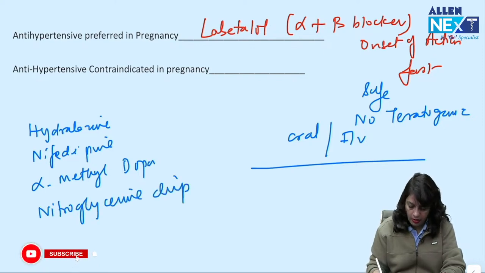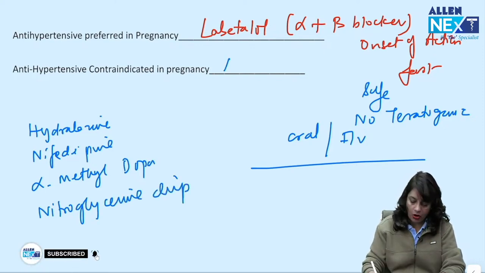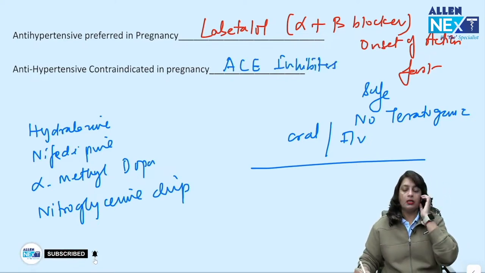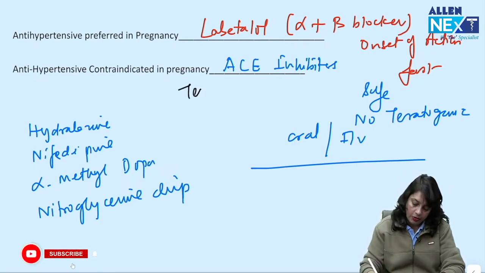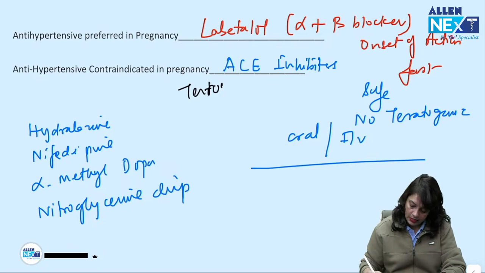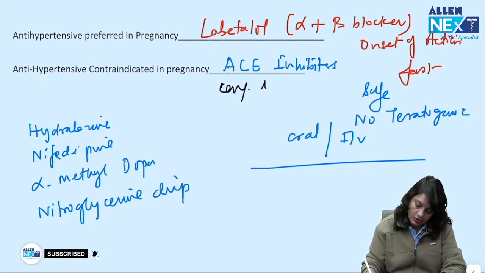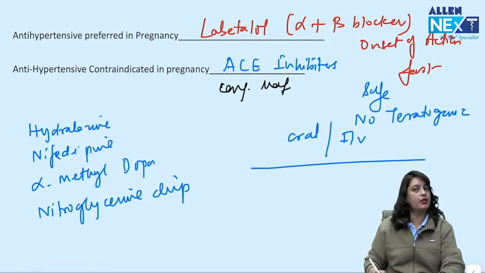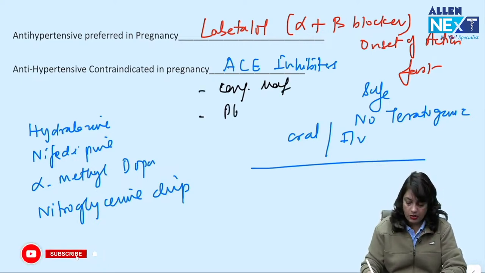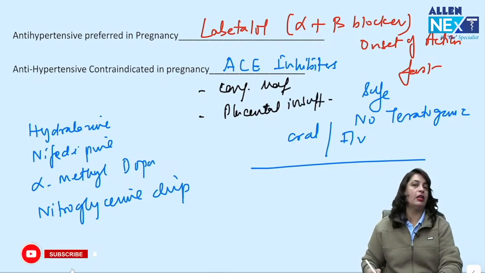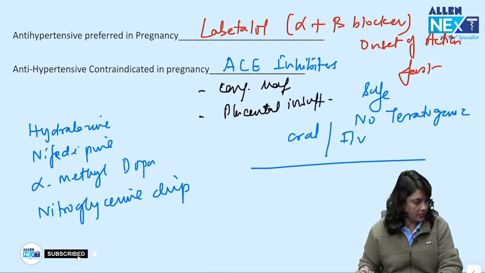Antihypertensive contraindicated in pregnancy is ACE inhibitors because they cause teratogenic effect, that is congenital malformation if given in first trimester. They cause placental insufficiency when given in second or third trimester.